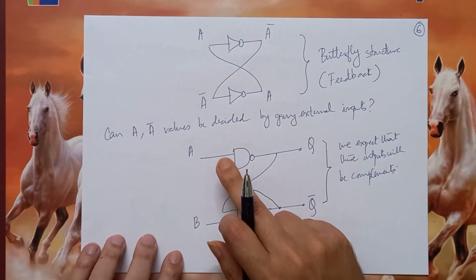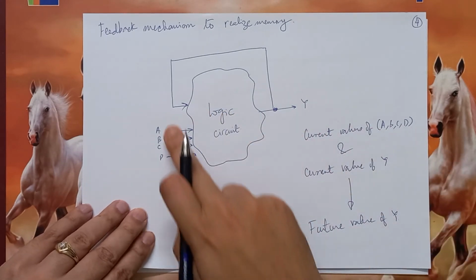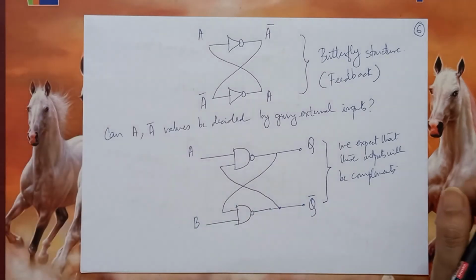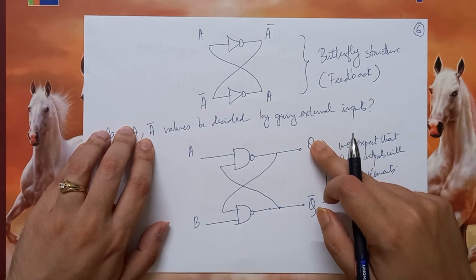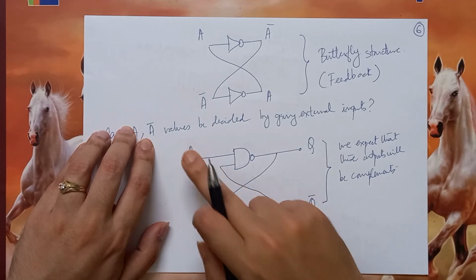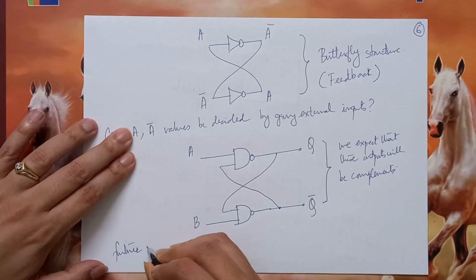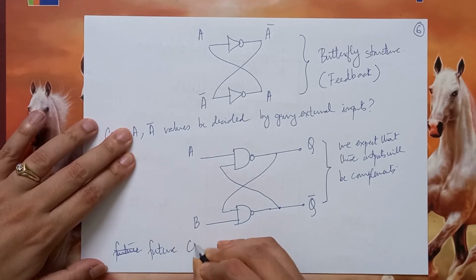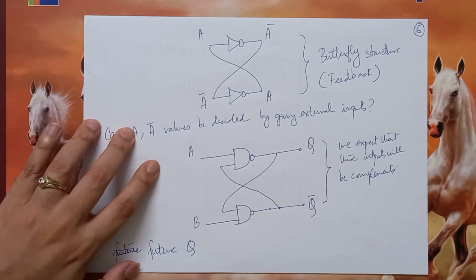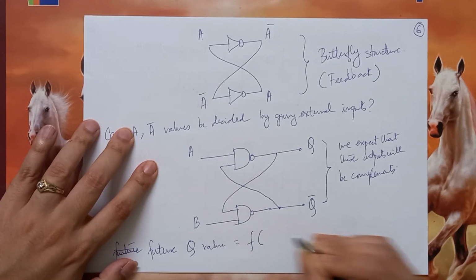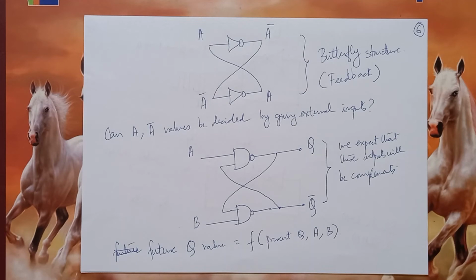Now what you see is that this diagram looks very similar to the diagram which I had shown earlier. There are some normal inputs and there is this feedback. So here we see there are two feedback lines and two inputs. So therefore I can say the future values of Q and Q bar will depend on the present values of Q and Q bar and also A and B. Let me not talk about Q bar, because when I'm talking about Q, automatically Q bar, I hope, will be its complement. Future Q value will be a function of present Q value and A and B. Correct?